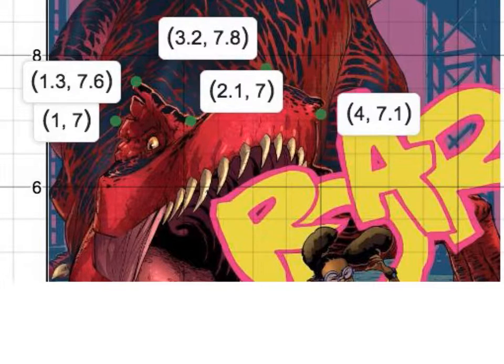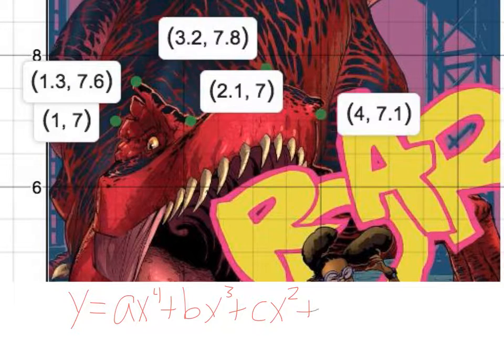The next thing I did was identify some points, and these are the points we're going to use to plug in for x and y. We're going to make a bunch of equations in order to solve for the unknowns, which are really those coefficients. So for a general quartic, this is going to be y equals ax to the 4th plus bx to the 3rd plus cx squared plus dx and then plus e. And it's that a, b, c, d, and e that we need to solve for. So those are really the variables in what we're trying to solve here.